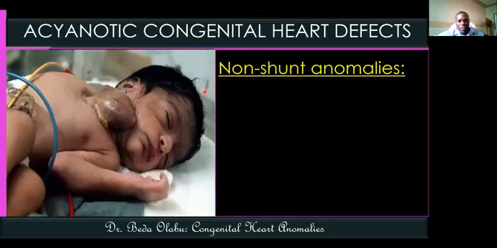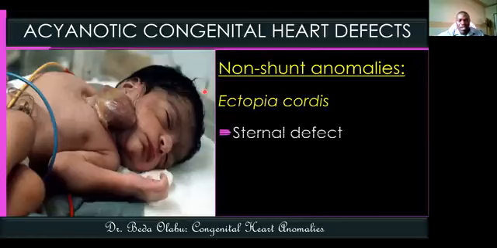Look at this one. The heart is exposed. This is what we call ectopia cordis. This comes as a result of a defect of the sternum. The sternum has a problem, it actually didn't form, so the heart is just exposed. We call it ectopia cordis.